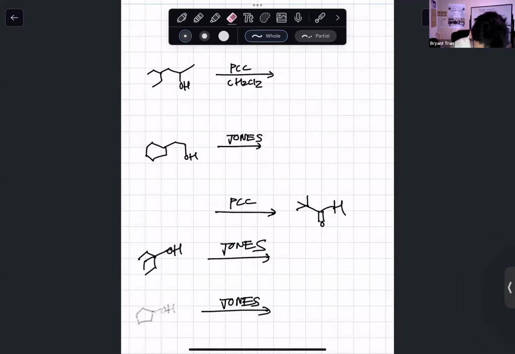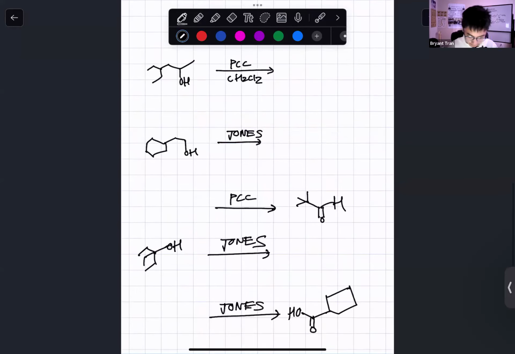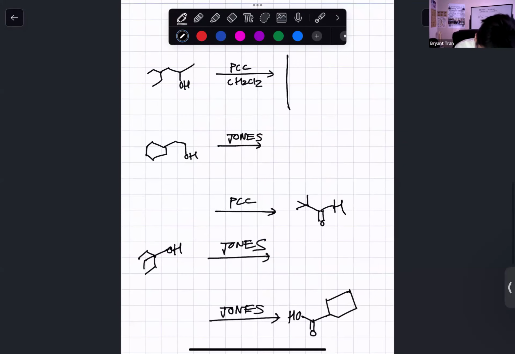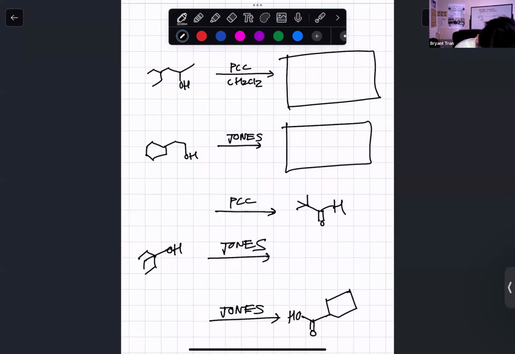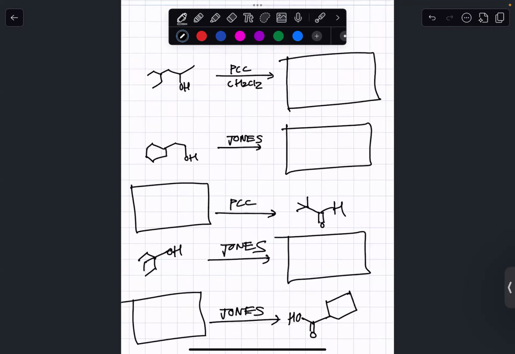Okay, let me change the last one really quick. Let me change the last one. Okay, change the last one. These are all the ones now. All right.